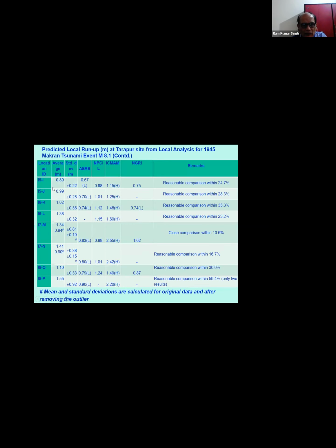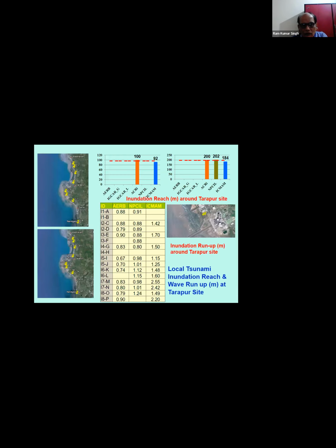Then we had also this local run-up modeling for the Tarapur site from the local analysis for the 1945 Makran event. And in this case also we had the results from various participants at the identified locations, and they were also in reasonable alignment. So this is the Tarapur site where there are some standard locations for comparison, and again the comparison was good.